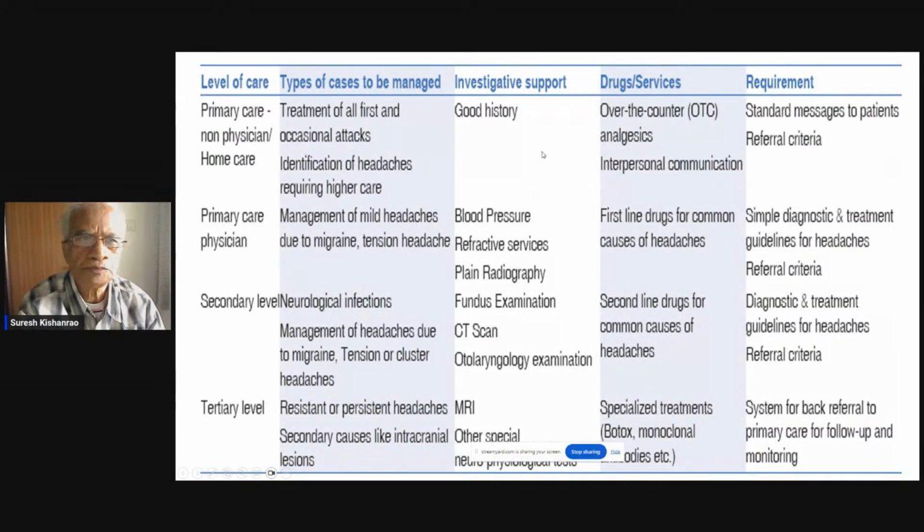So basically, you have to find out which cases can be managed by a primary care physician, or even at home. Then what can you as a practitioner do? Basically, you need to investigate blood pressure, refraction of the vision, and if required, you may go in for a plain radiography. First line is the common drugs, which are paracetamol and NSAIDs. You can simply treat. If it involves a neurological condition, better refer it to the next level. Resistant headaches need to go to the tertiary level.